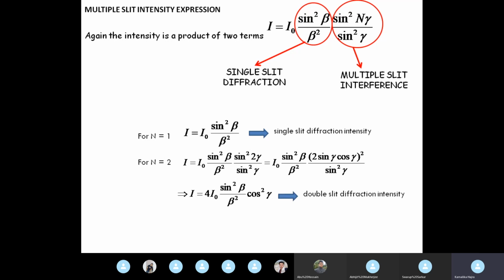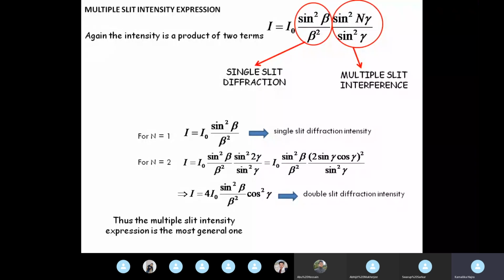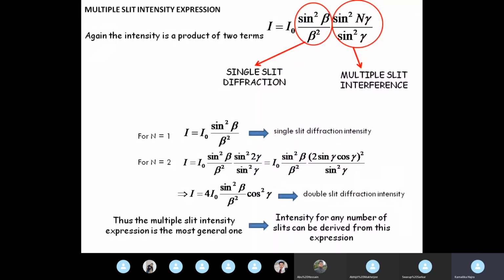So what we are trying to show is that the multiple slit intensity expression is the most general intensity expression for Fraunhofer diffraction, and if you have this expression in hand, then you can just put the value of capital N, the number of slits, and you can get the intensity for any number of slits from this expression.